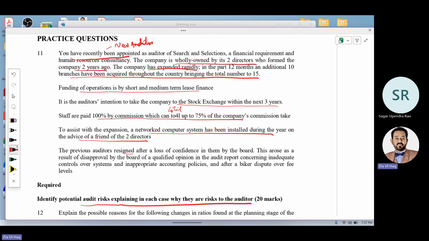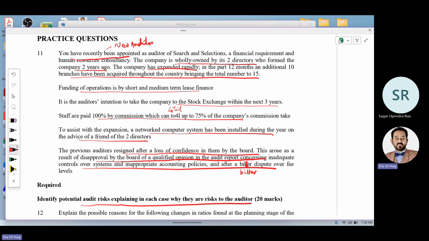The previous auditor resigned after a loss of confidence in them by the board. This arose as a result of disapproval by the board of a qualified opinion in the audit report concerning inadequate control over systems, inappropriate accounting policies, and a bitter dispute over fee level. So the previous auditor resigned due to some issues. Those issues could also affect us in the future, and due to those reasons, the auditor may not be able to detect misstatements. Detection risk is fine.